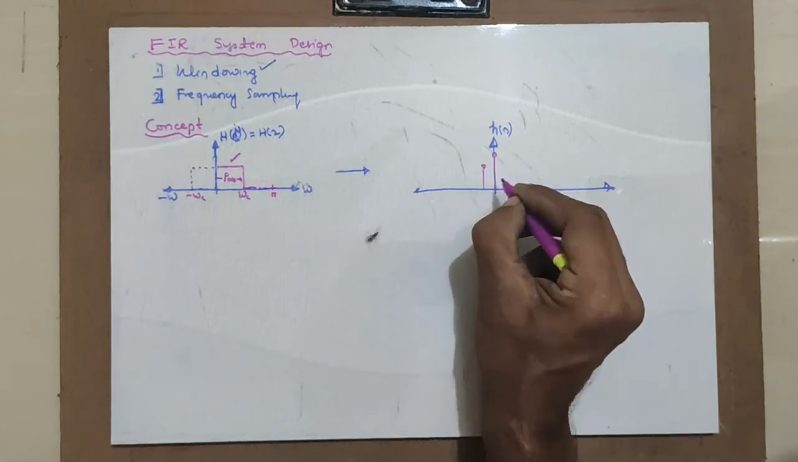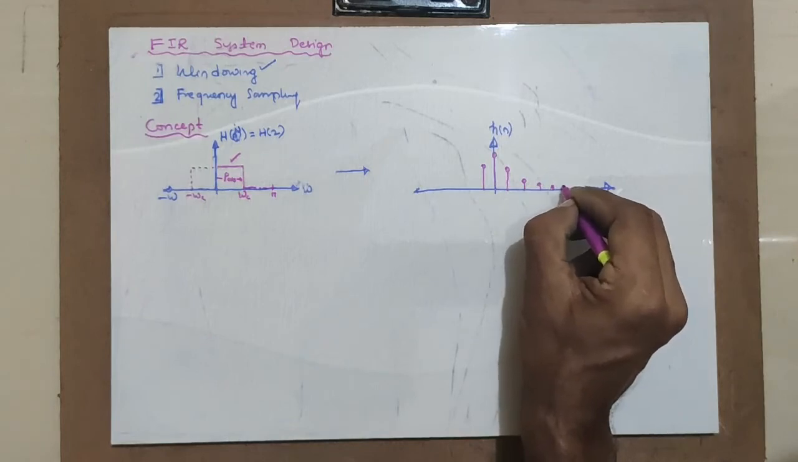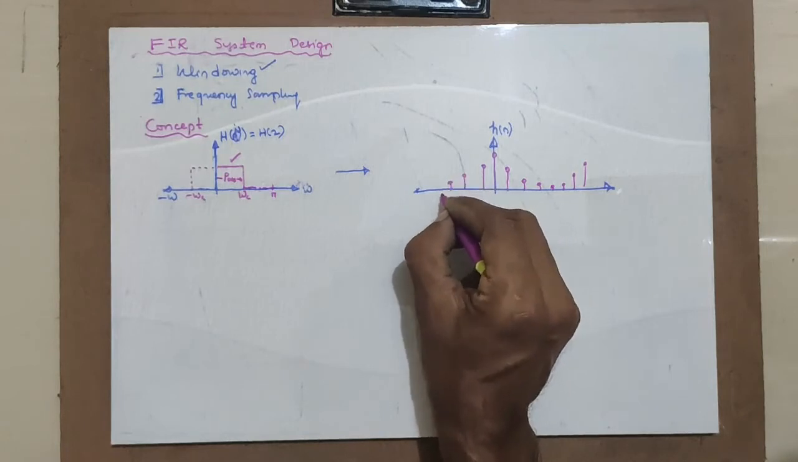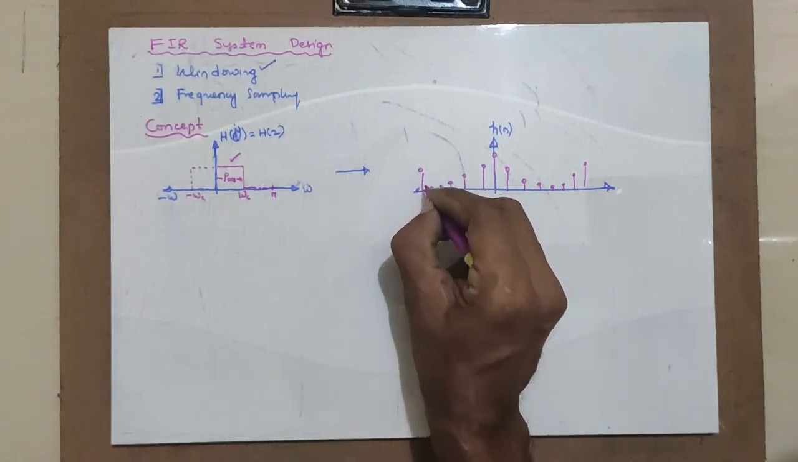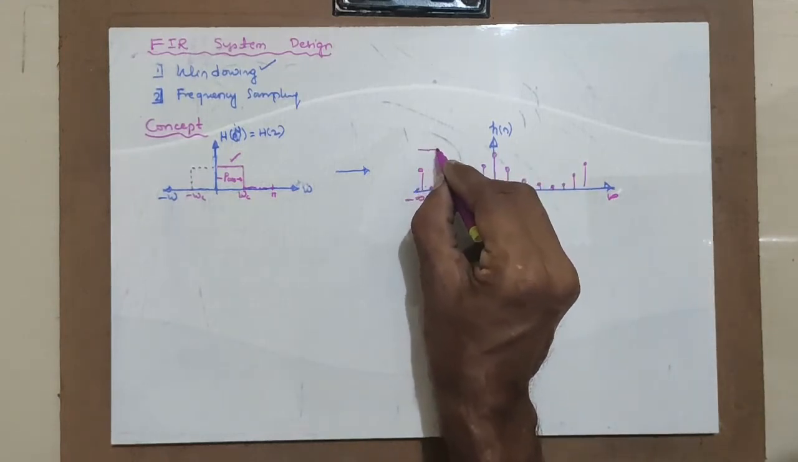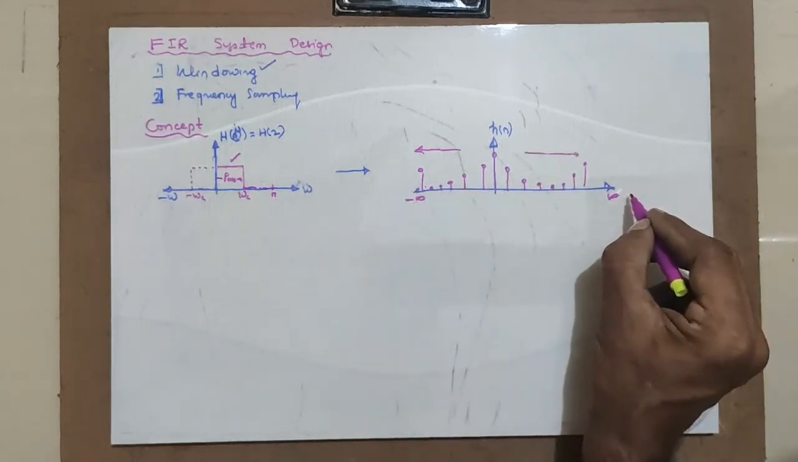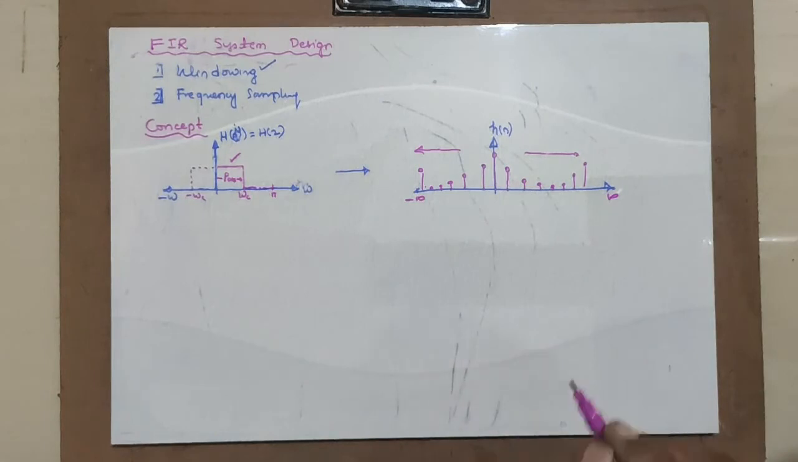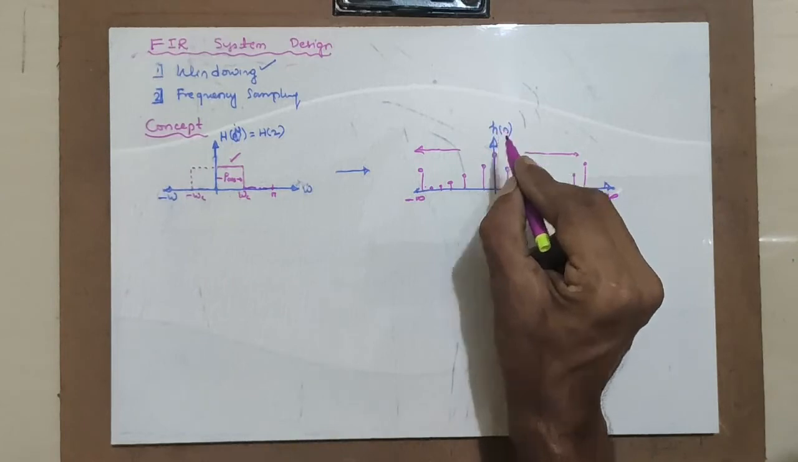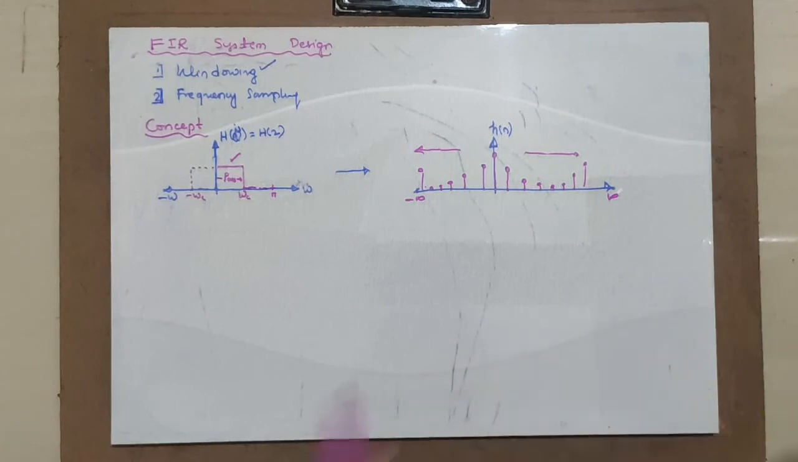I am not drawing very specifically. It will go on like this. Minus infinity to plus infinity, the impulse response can exist. From where to where? Minus infinity to infinity. This system is called IIR system. What is IIR system? If the impulse response of the system exists from minus infinity to plus infinity, then that system is called IIR system.